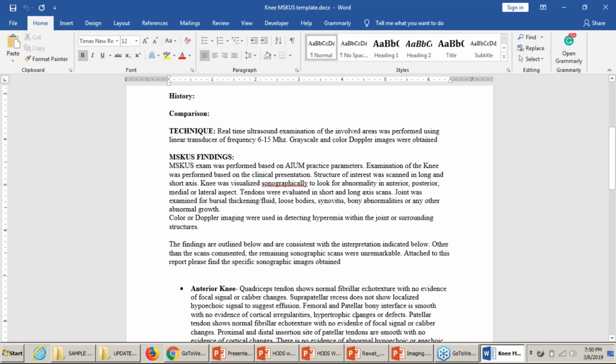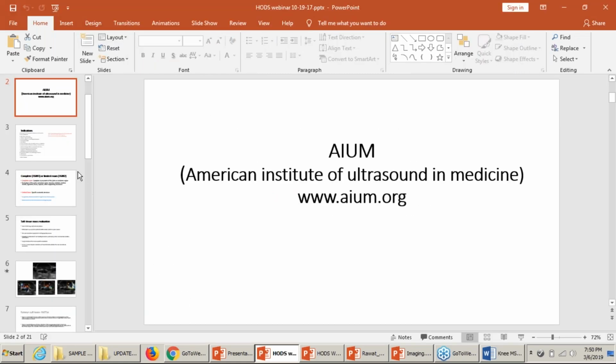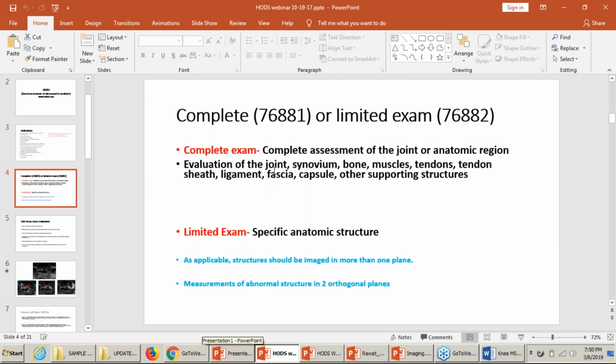So if you look at the language, I have the language right here. Can you see the slide? Yes. So this is the language: complete assessment of the joint or anatomic region. So evaluation of joint, synovium, bone, muscle, tendon. It doesn't really say that you have to scan each and every tendon or muscle or ligament.